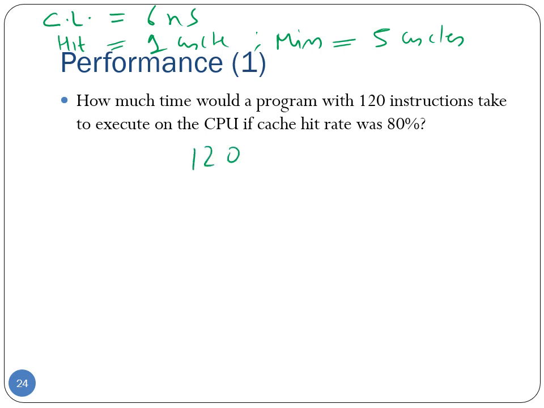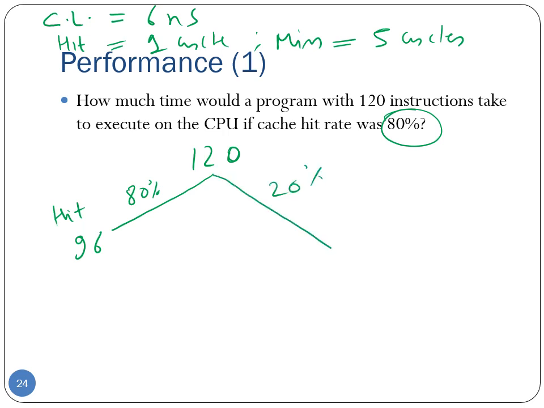Now the total number of instructions we have is 120. If the cache hit rate is 80%, this means 80% of 120, which is basically 96. So 96 instructions will hit in the cache, and the remaining 20%, which is basically 24, will miss in the cache.